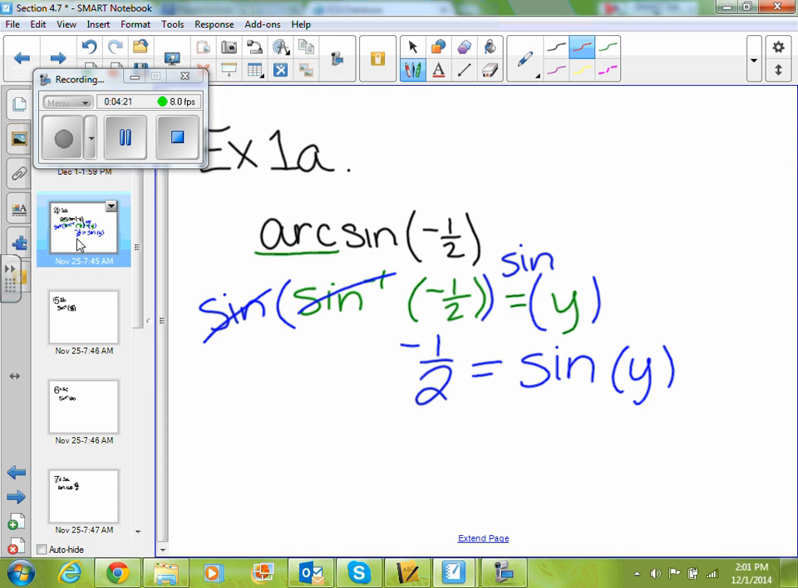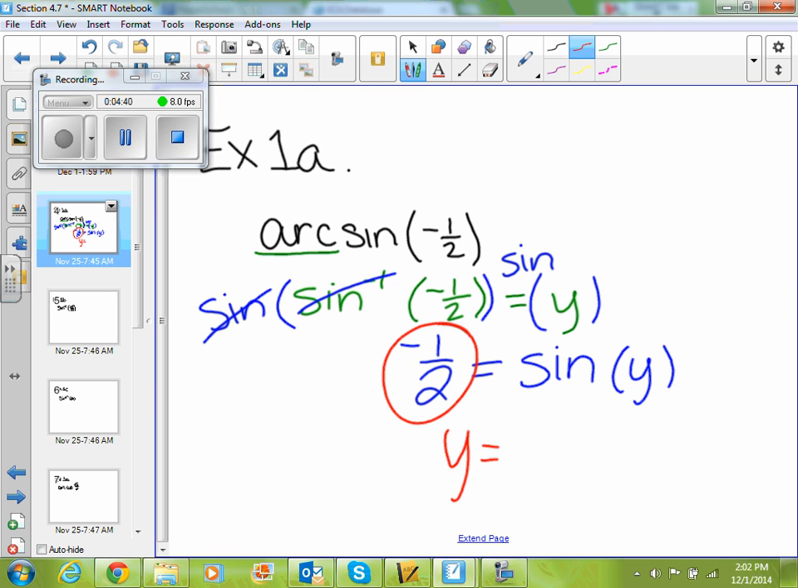And so if that's the case, then I look for -1/2 as a y value on my unit circle, and I figure out where that's at. And whatever that answer is going to be my y value.